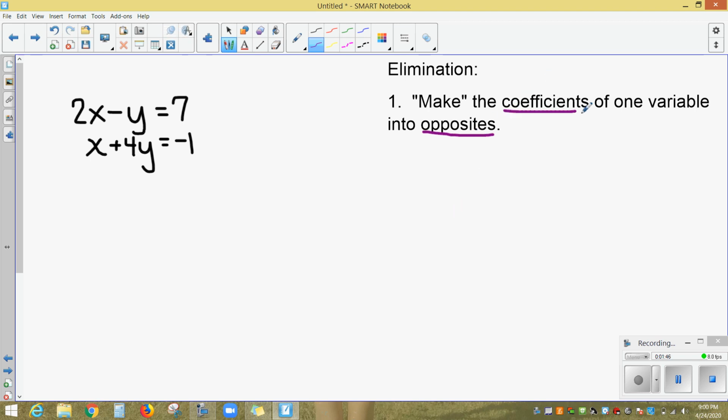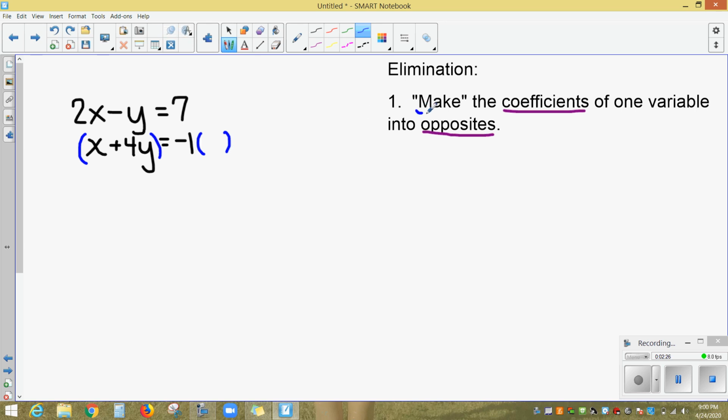The coefficients are the numbers out in front of the x and the y. So up here the x coefficient is 2, and down here the x coefficient is 1. The y coefficient is negative 1, and the y coefficient here is positive 4. So we want to create a situation where we have opposites with one of those variables. Again, any place you have a 1 or a negative 1, you're going to focus on that variable. And since we have each here, it doesn't matter which one we work with. I'm going to say let's just go with the x's because they're out in front.